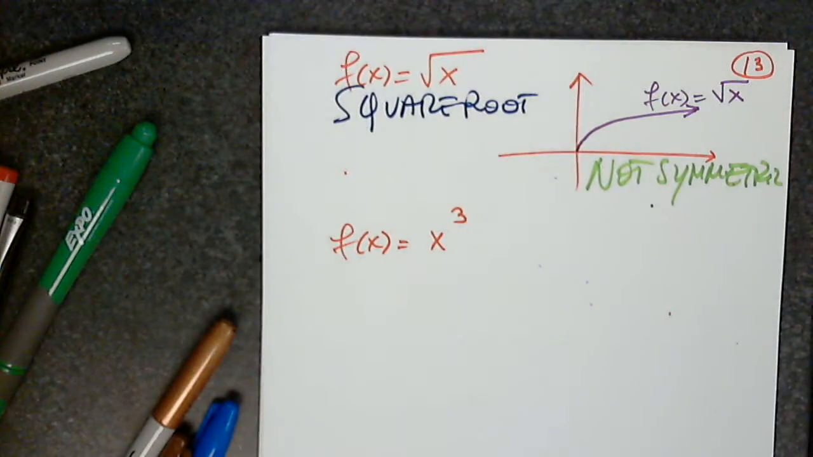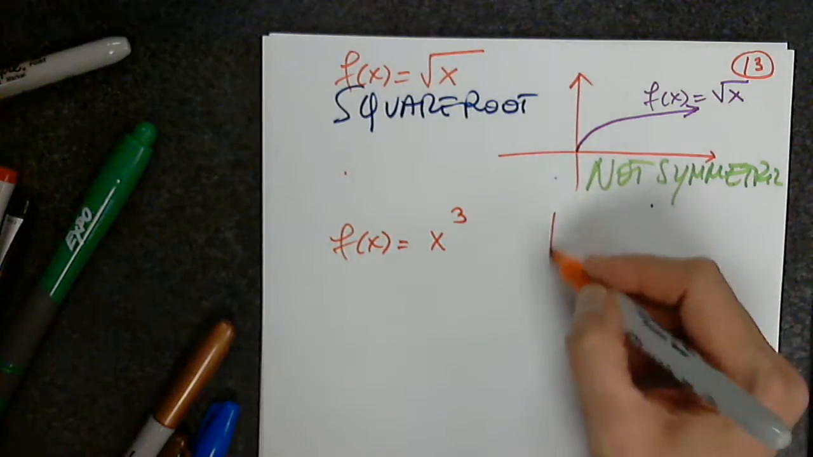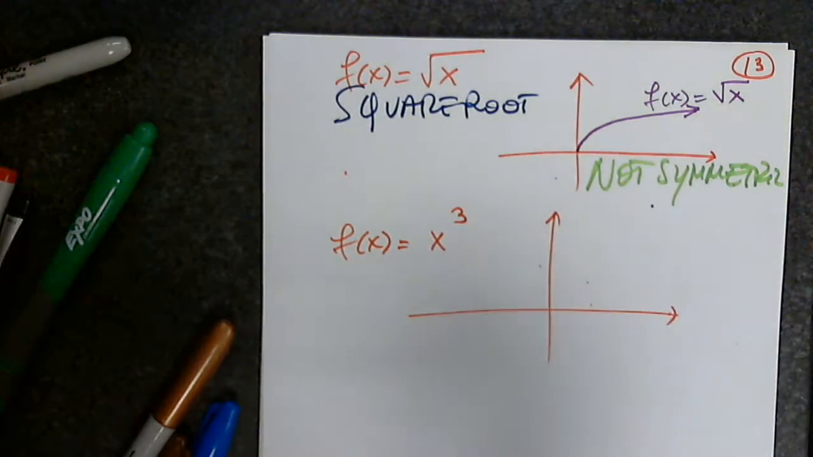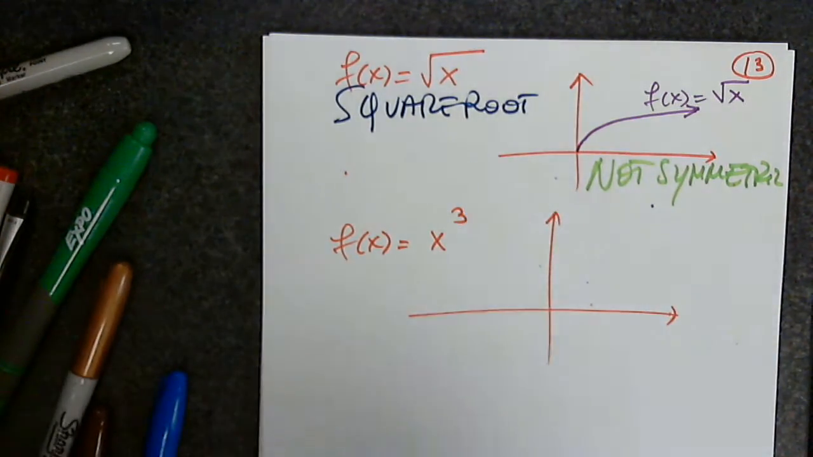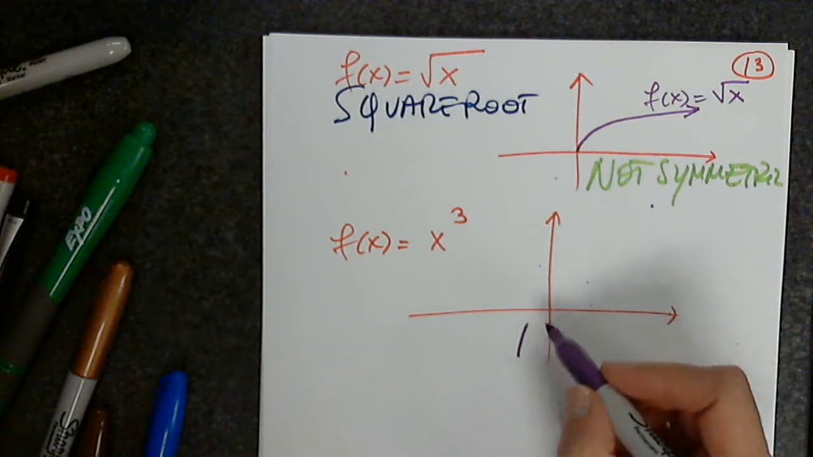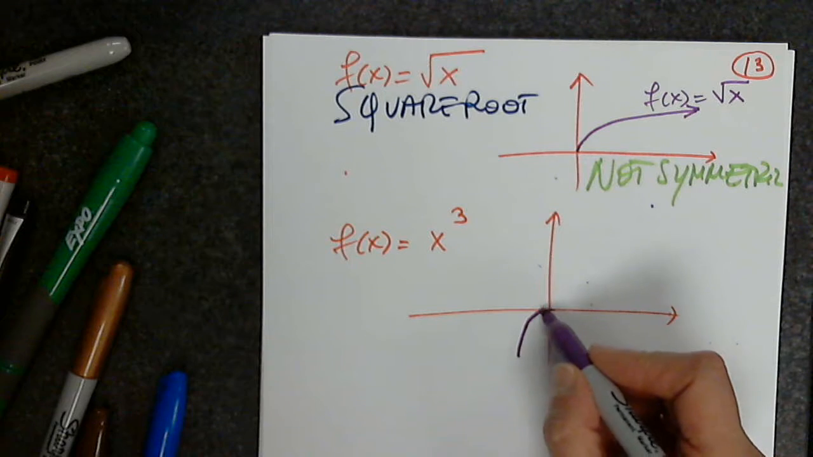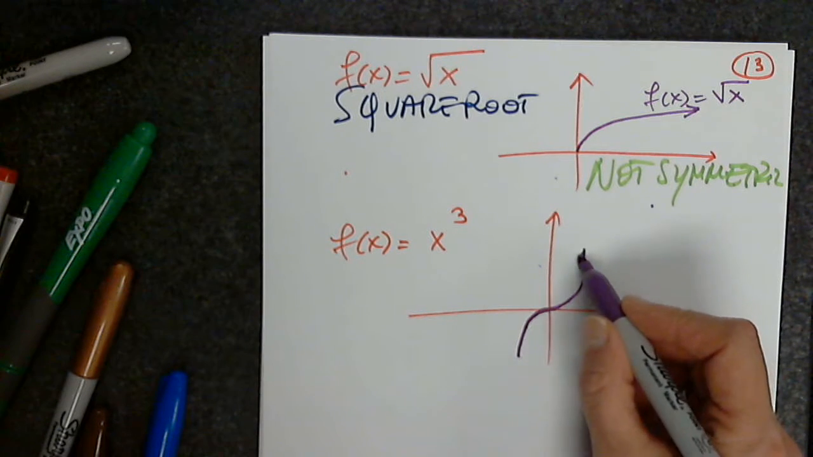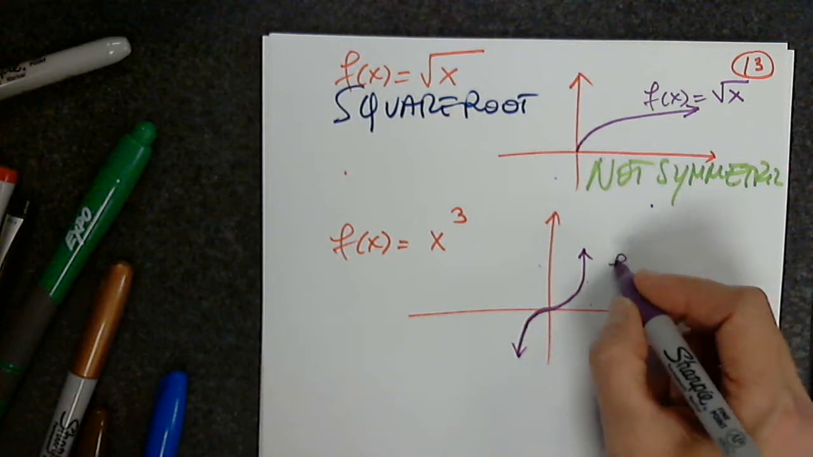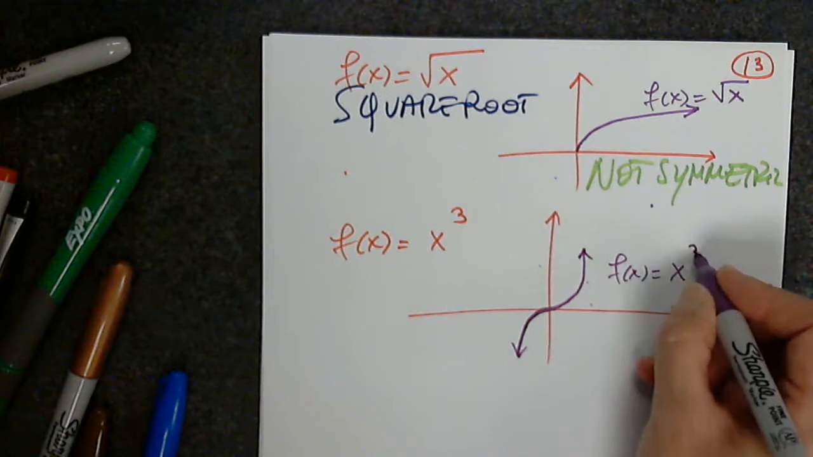We just worked on it a few minutes ago. Here's the graph of x cubed. It's flat here. This is flat. We'll talk about it in chapter 3, and you'll see why this happens. So this is f of x equals x to the third.